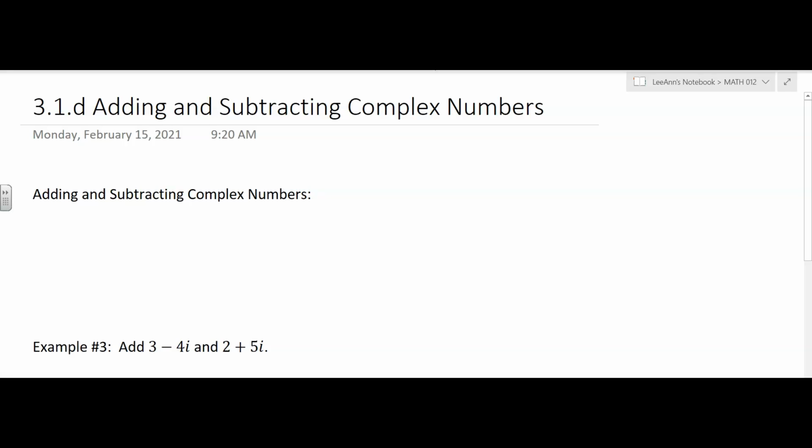So that was kind of it for the graphing at this point. Now we're going to talk about adding and subtracting complex numbers.